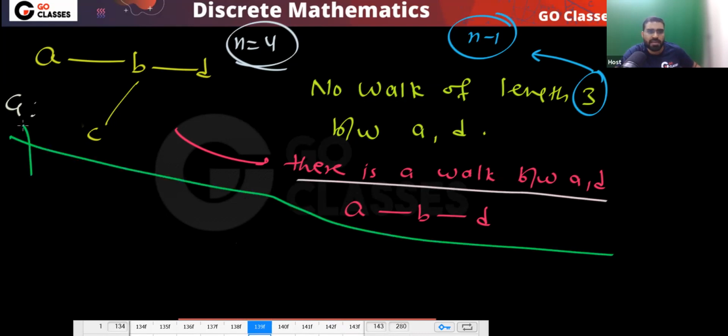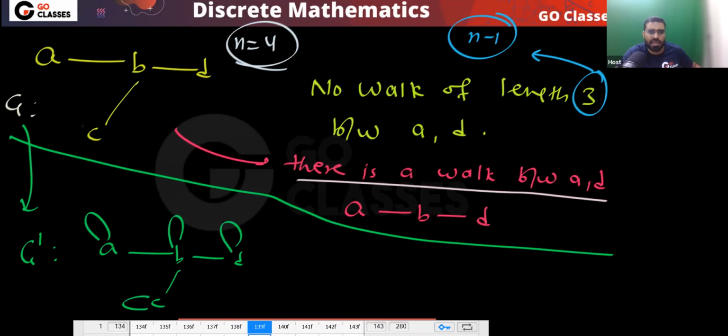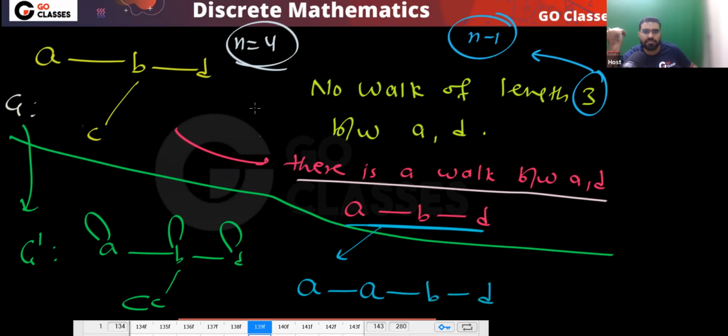What I do is create this new graph. In this new graph, I put the self loops. Now see, something interesting will happen. This walk, you can convert into a walk of length n minus 1. What you can do is waste this self loop, and that's it. Yes or no?